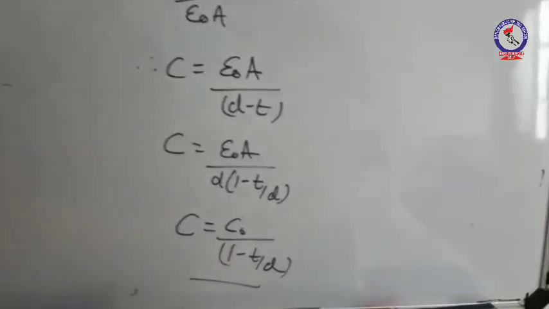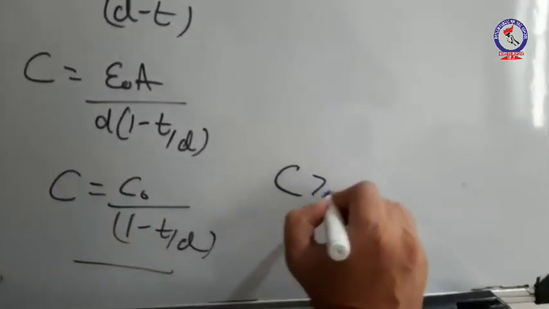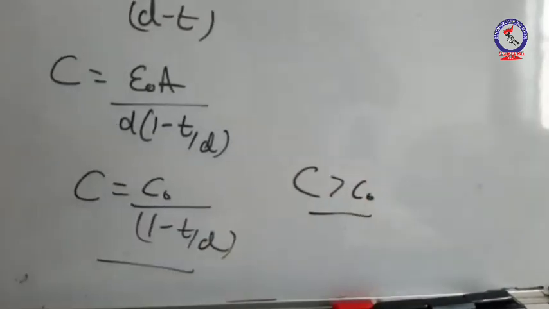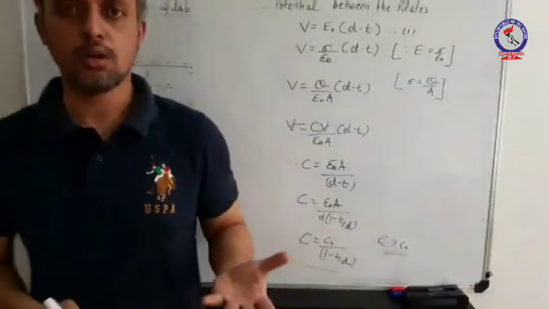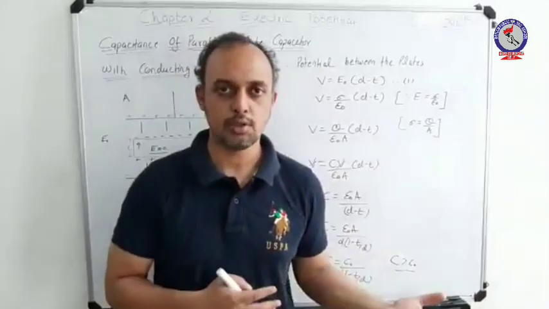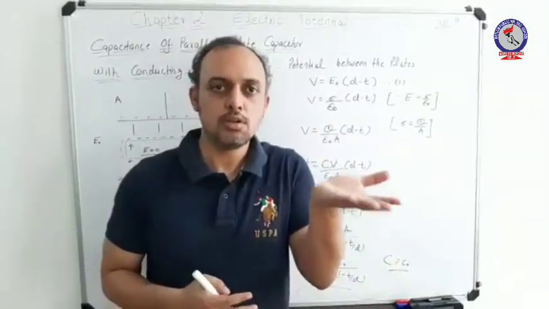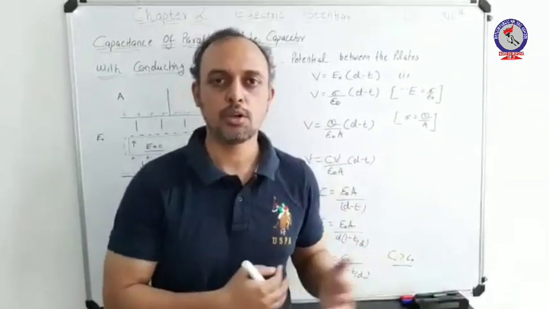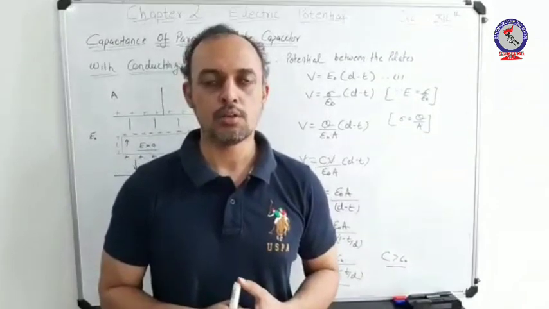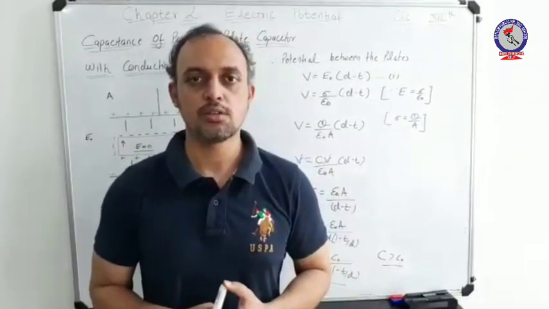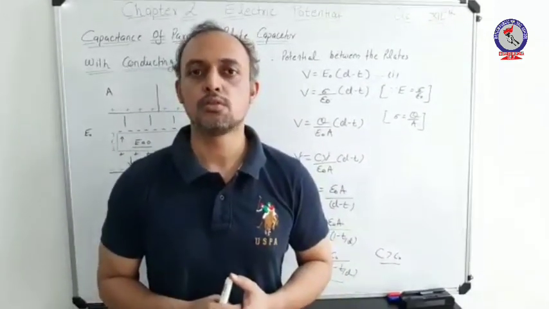From this expression, we observe that C is always greater than C0, which shows that while you are inserting the conducting slab between the plates of the capacitor, its capacitance is increasing, as is clear from the given expression. So this was the basic logic and concept as well as the derivation of the conducting slab. I hope you have understood this topic well.